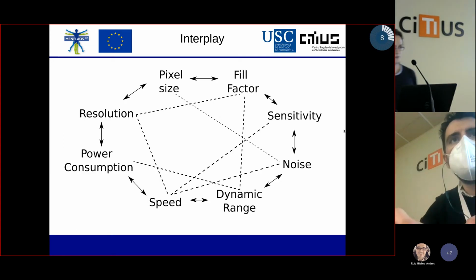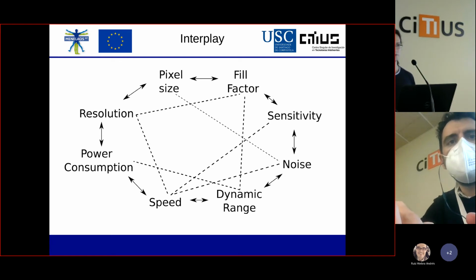So, when you design a pixel, all of these things you would like to have as best as possible, but most of the time you will not be able to do so. You will need to trade one for the other. Here I have some interplay between different performance metrics. This is my personal trade-off that I noticed.